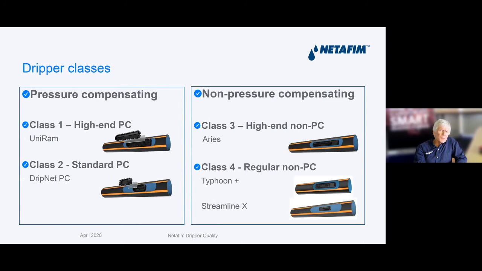Now, if we look at Netafim's family or range of drippers, how they fit into the classes, your class 1 is the high-end pressure compensating dripper. That's our Uniram. The standard one is the DripNet PC in all its variants, PC, AS, but as the family, the DripNet PC family, that's your class 2 standard PC dripper. And then in the non-pressure compensating drippers, at the high end, we have Aries. And then your regular non-pressure compensating drippers, your Typhoon Plus, and Streamline X.